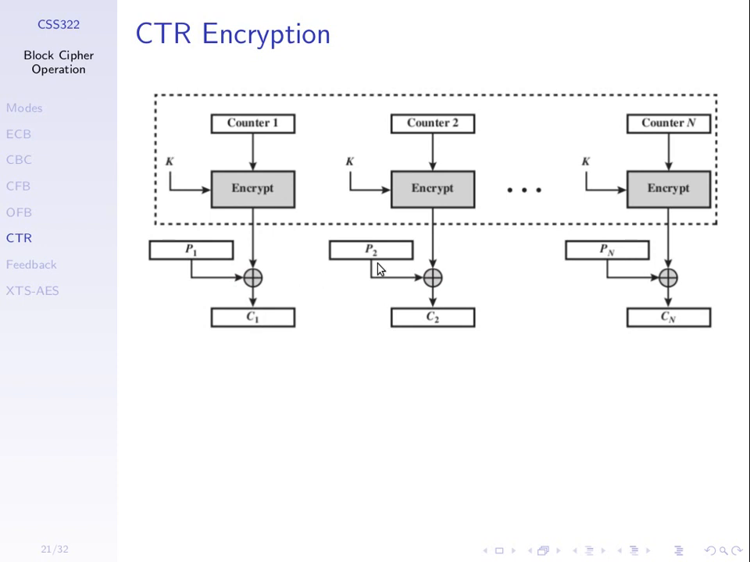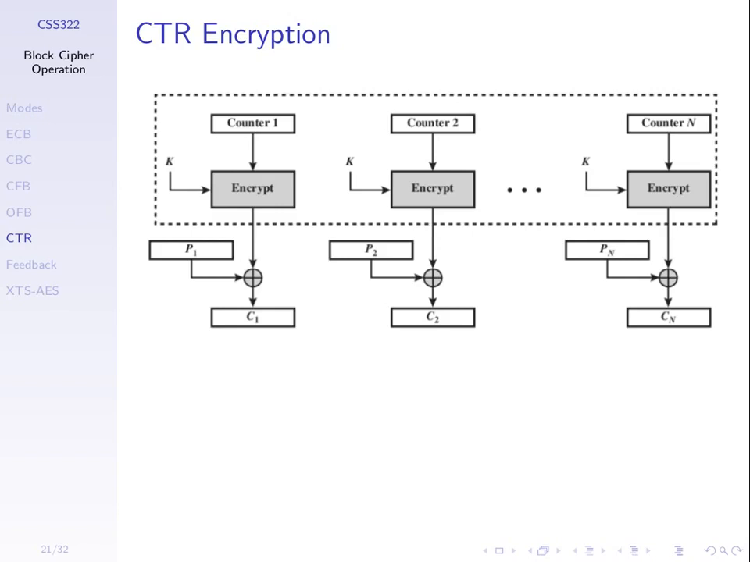To handle P2, we increment the counter. So counter 2 is the value, say 1. If we started at 0, 1, 2, doesn't matter. But we just increment, encrypt the next value in the sequence, get some random output, XOR with P2 and get ciphertext. Very simple in this case. All we do is increment the counter and encrypt that and XOR. And XOR in terms of operations is quite fast to perform. This is generally considered secure.